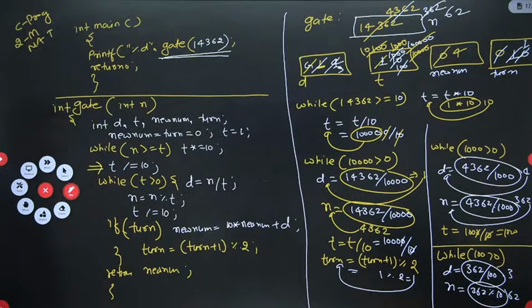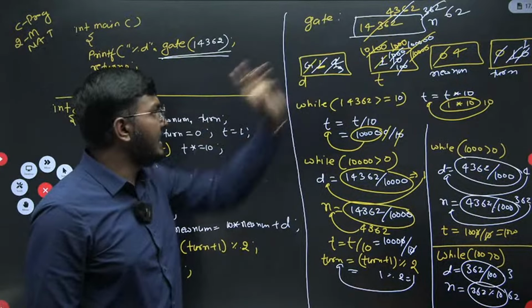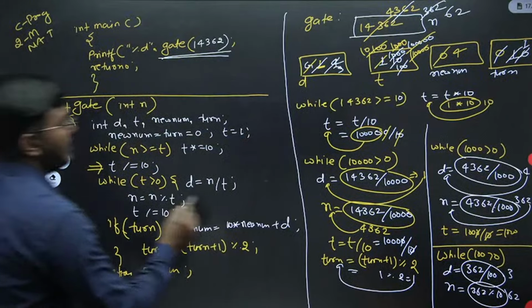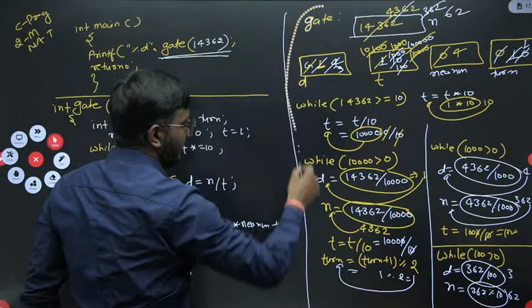Check the condition here. So what is this t? t is 10 only. So now see here, t is 10. Let me just compress. Let me just make some space.